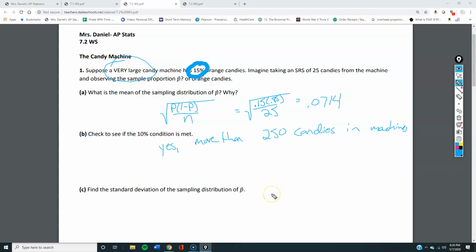Because of that, we can find the standard deviation. All right, so our standard deviation. Guys, why'd you let me do this? This wasn't the mean. I found the standard deviation. I was looking at the wrong spot in my notes. I'm sorry. That's the formula for standard deviation. I found standard deviation, then I checked 10%.